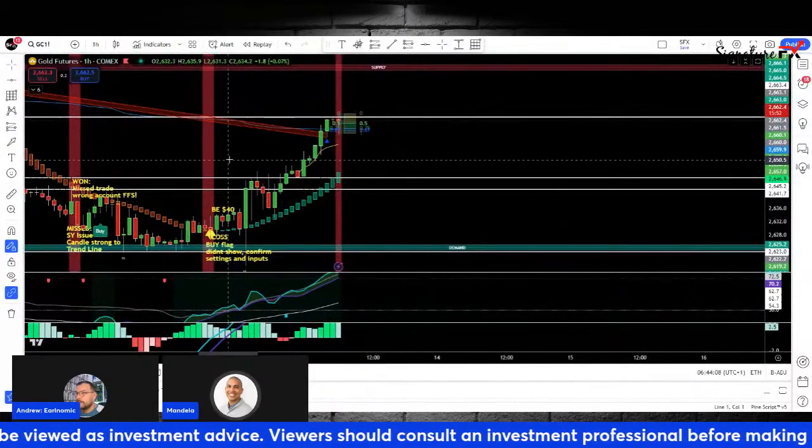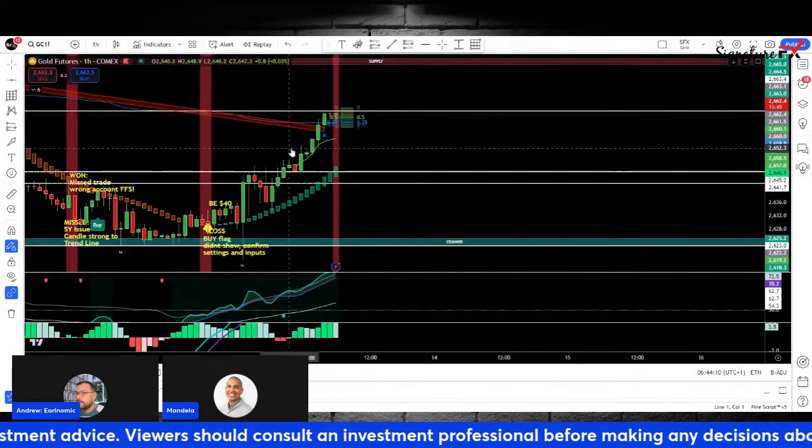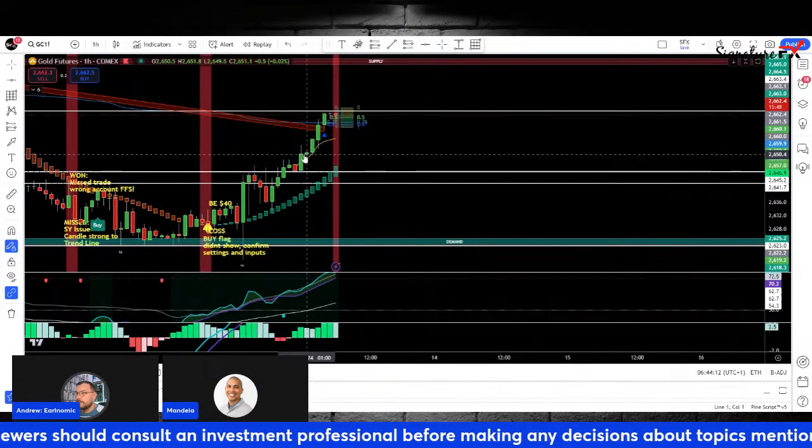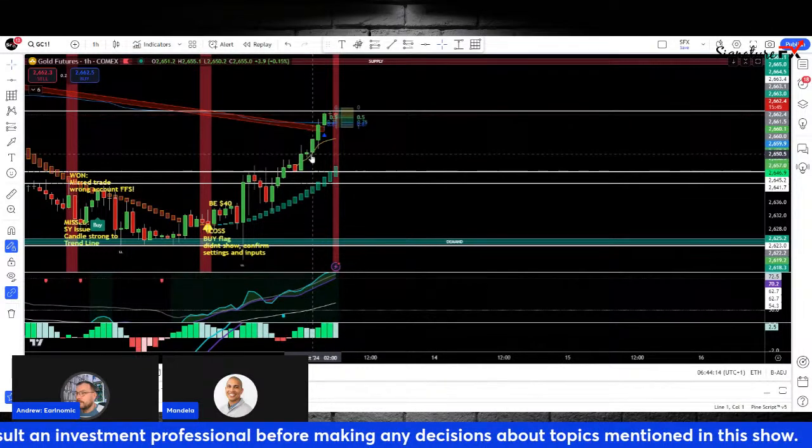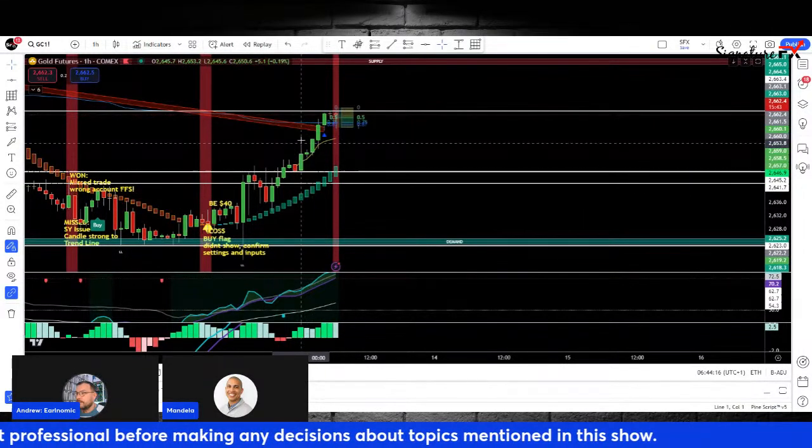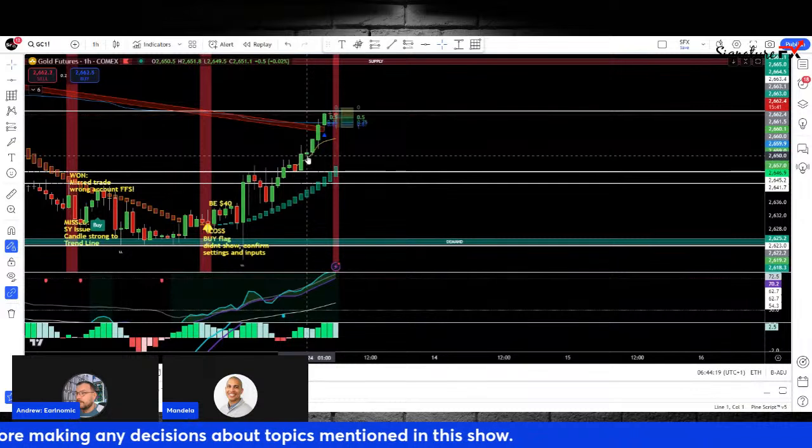From yesterday, looks like. Yeah, so you can see here, if you was trading Forex, potentially would have taken a trade around here. These indicators would be off the chart.